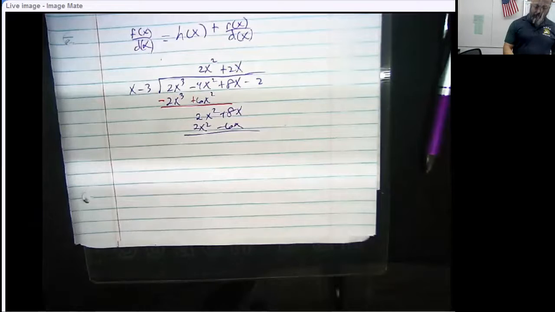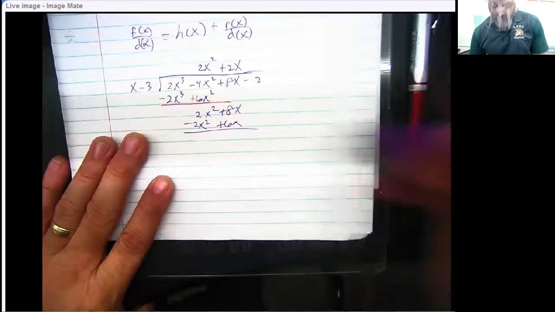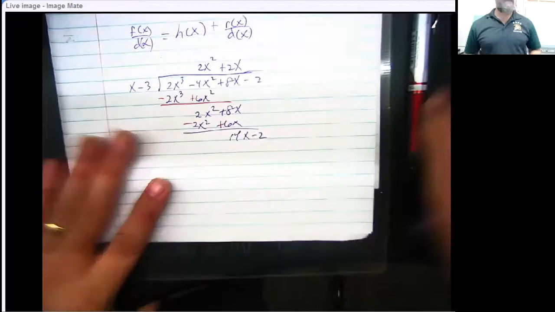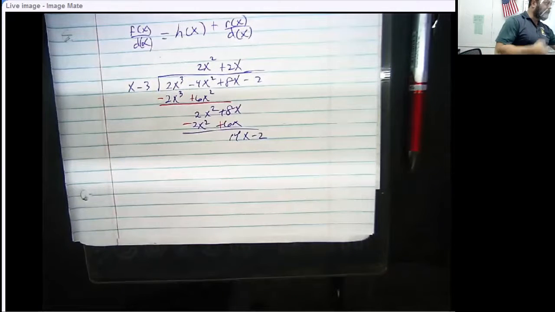We're going to change the signs and add down. Now, the reason I say change the sign is when you subtract, doesn't subtraction change positives to negatives and negatives to positives? So instead of saying subtract, I just say change and add. What do we need here?